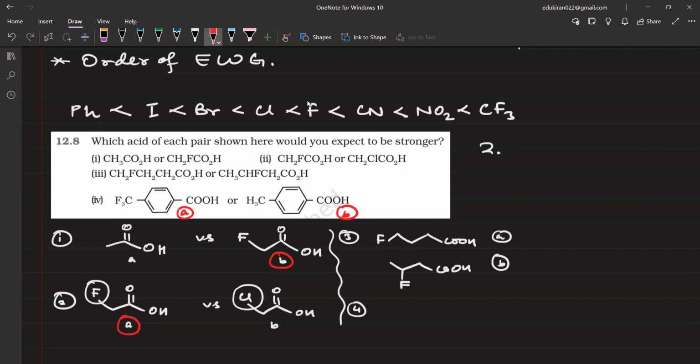Now in this case both are fluorines, here also we have fluorine and here also we have fluorine. So when you have the same electron withdrawing group, then you are going to look at the distance, which is nearer to carboxylic acid. B is nearer to carboxylic acid, so it is going to be more acidic. Why? If B is nearer to carboxylic acid, then fluorine can have more effect. Fluorine is nearer to carboxylic acid and it can pull the electron from oxygen atom more effectively. So when you have two same electron withdrawing groups, then the answer is going to be the one which is nearer to the carboxylic acid.